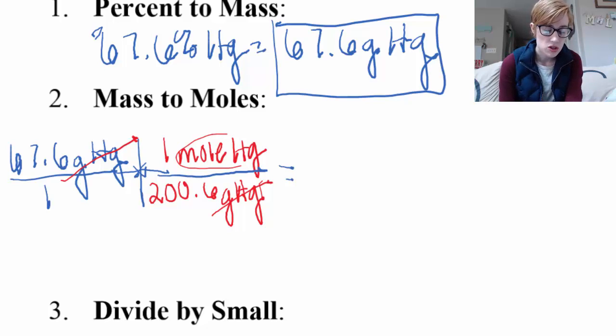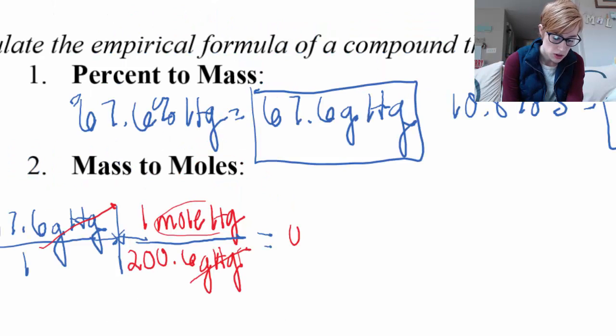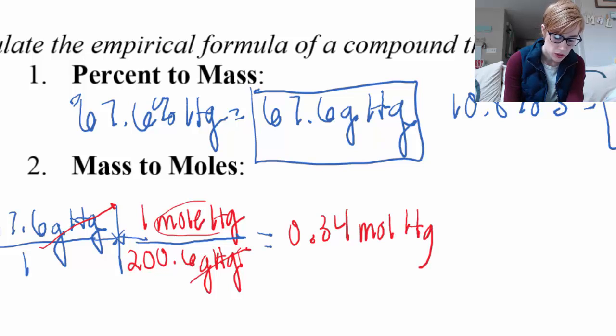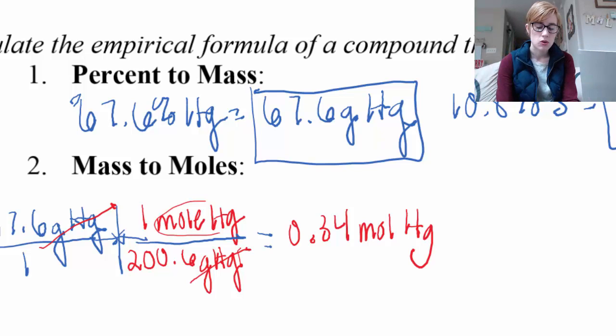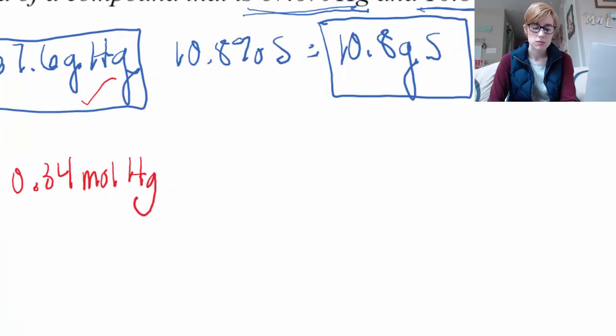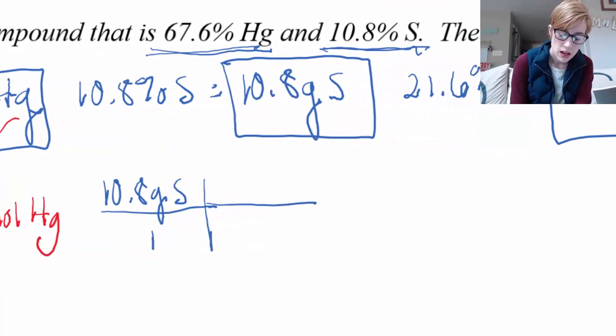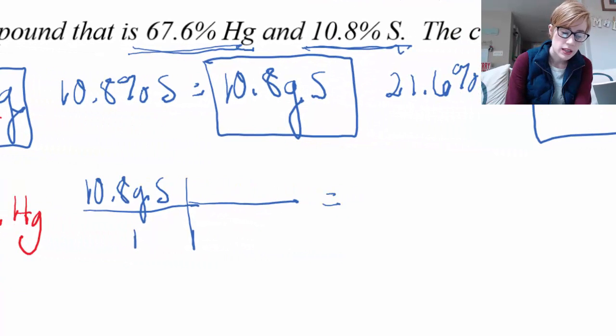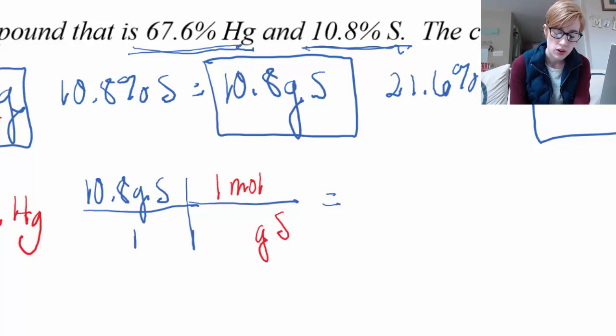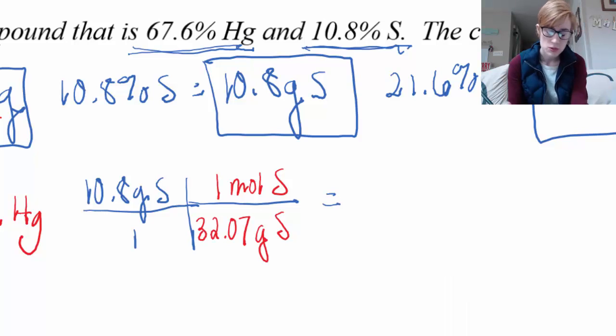So essentially this problem is just 67.6 divided by 200.6. That gives me 0.34 moles of mercury. So I've done grams to moles of mercury, and now I need to do grams to moles of sulfur. So I have 10.8 grams of sulfur over 1, and I'm converting to moles of sulfur. So I need to use my same conversion factor. That's molar mass. I'm going to put the molar mass of sulfur on the bottom and 1 mole of sulfur on the top. The molar mass of sulfur is 32.07 grams in 1 mole.